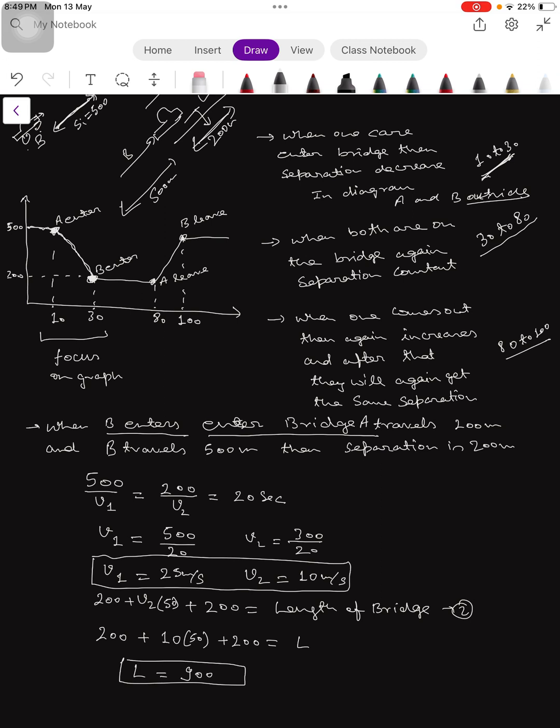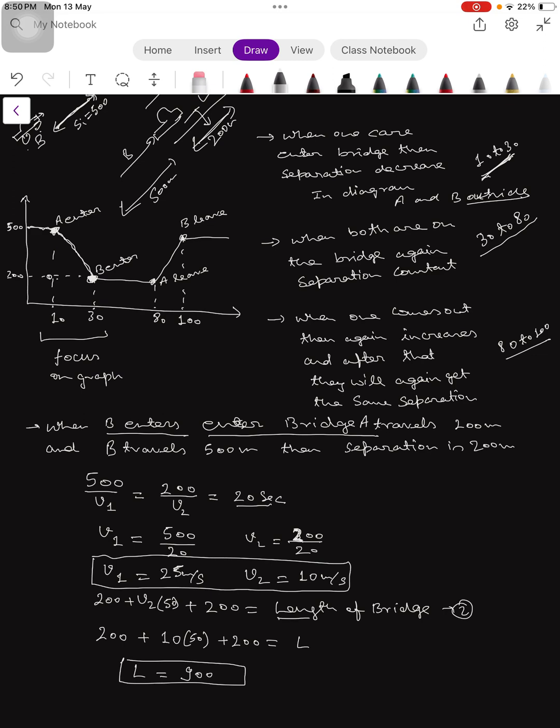So we get 500 upon v1 is equal to 200 upon v2, which is equal to 20 seconds, since all of this happens between 10 and 30 seconds. From 500 upon v1 equals 20, v1 is 25 meters per second. Then 200 upon v2 equals 20, because it needs to travel 200, so v2 becomes 10 meters per second.